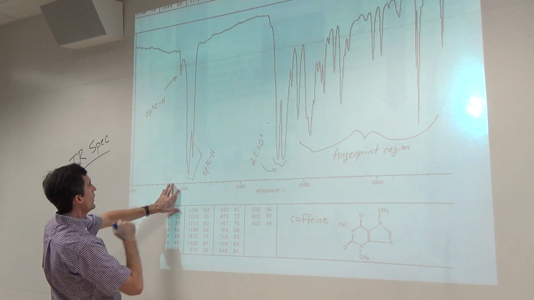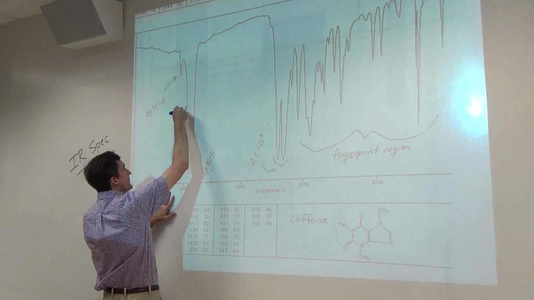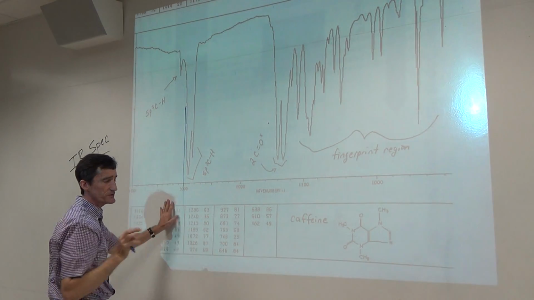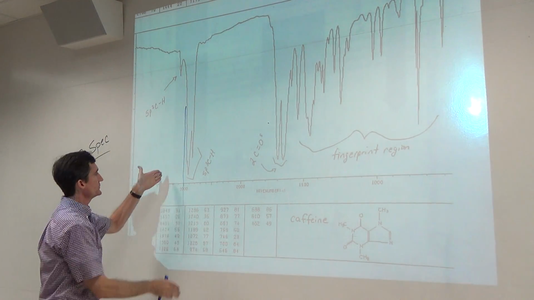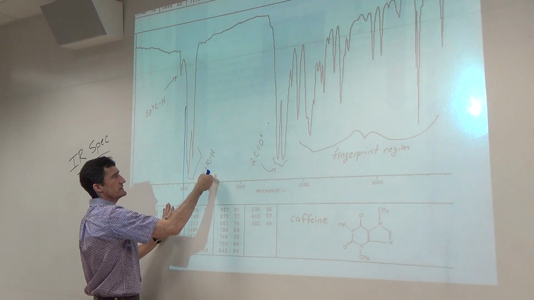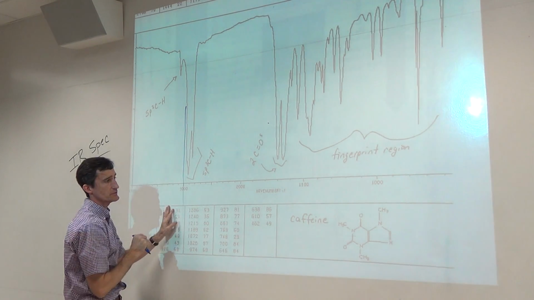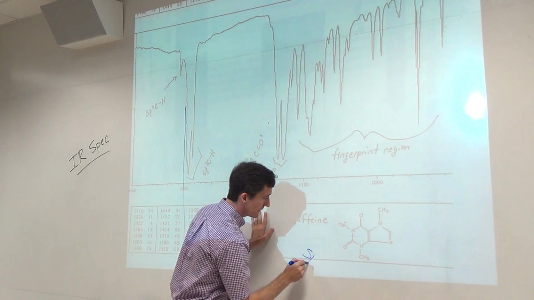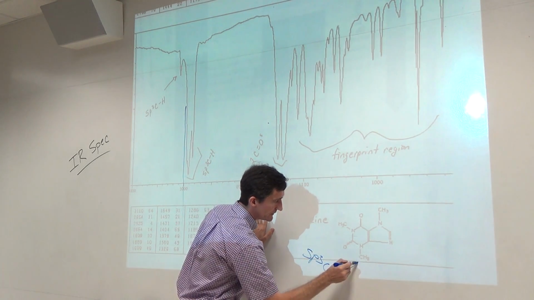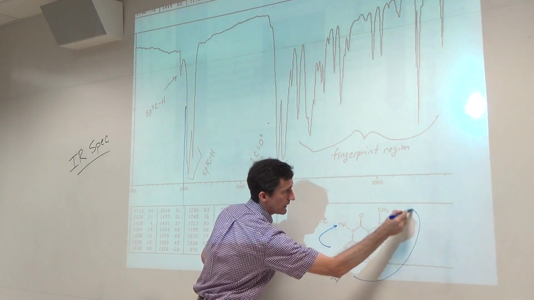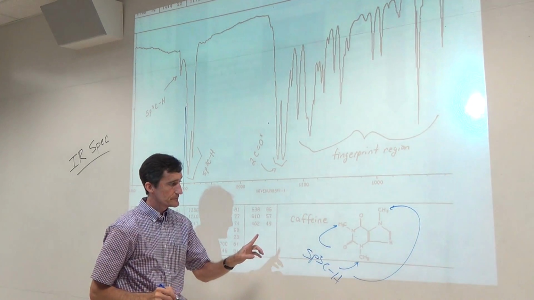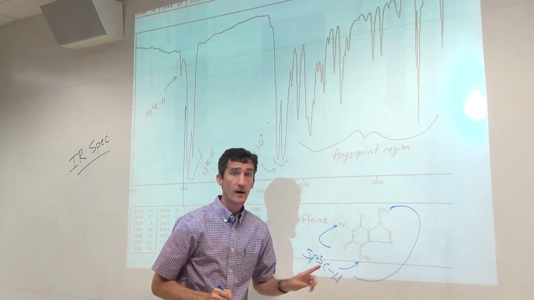Okay. One thing I want to do is draw a line at 3,000. There's a magical line there. Remember, peaks just below 3,000, sp3 CH. This is what this typically means. Do we have that in the compound? Yes, sp3 CH, here, and here, and here. Okay? There are 9 CH bonds there.